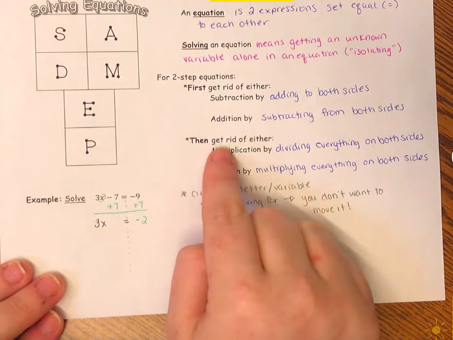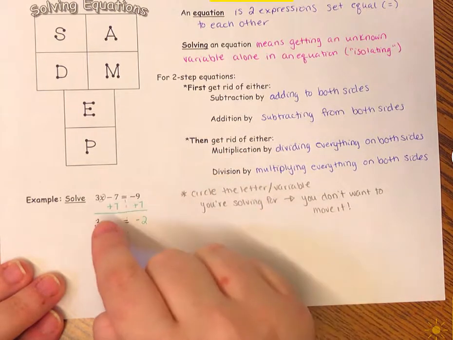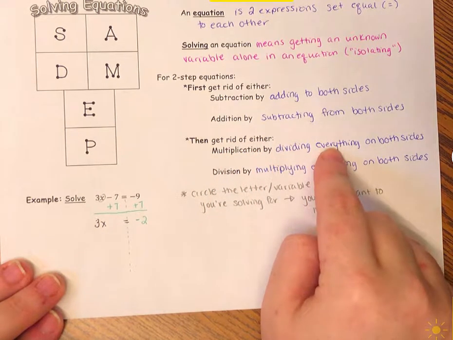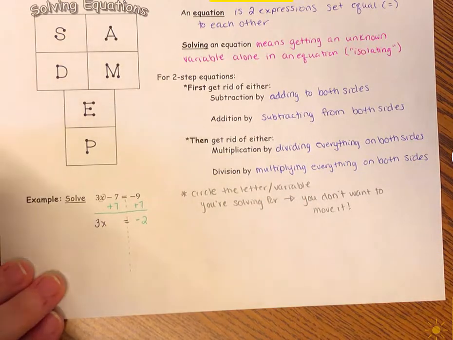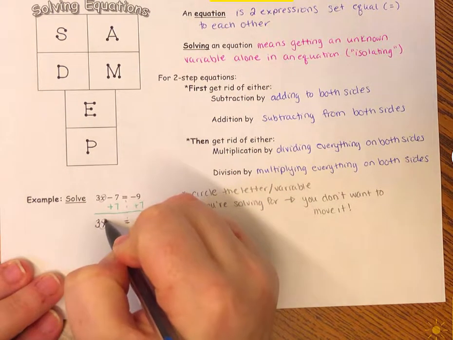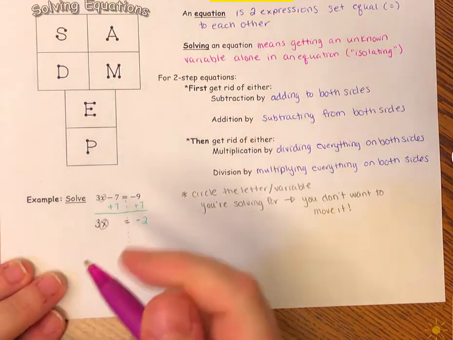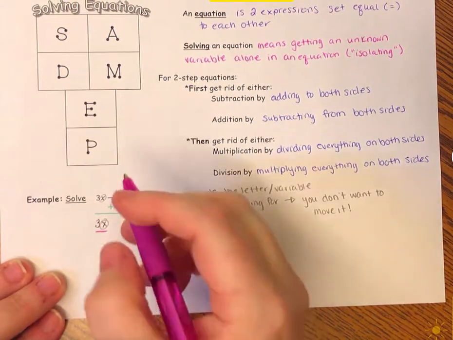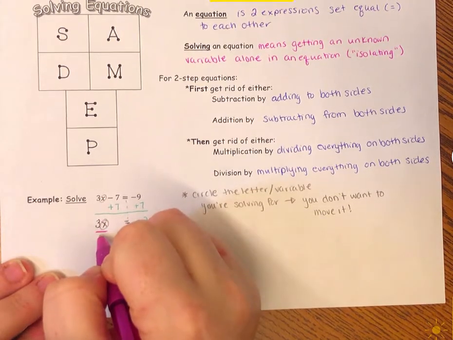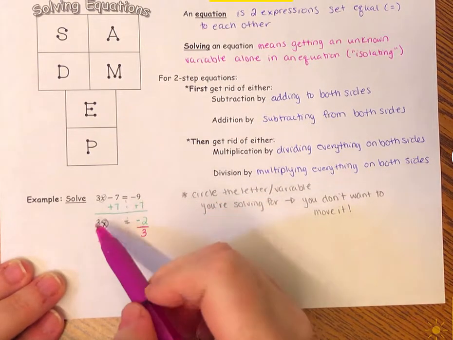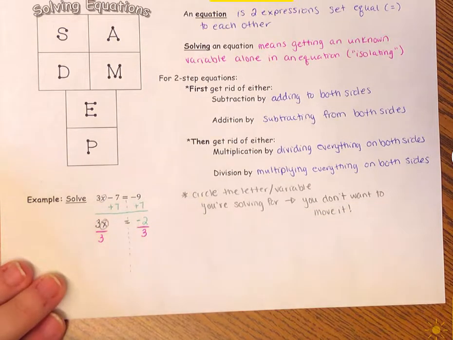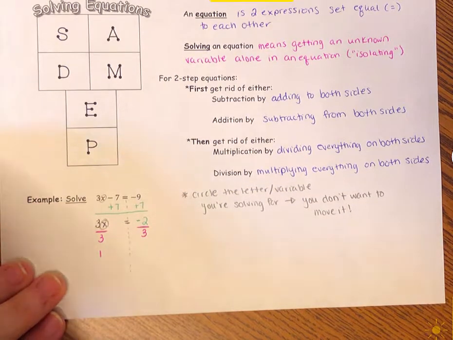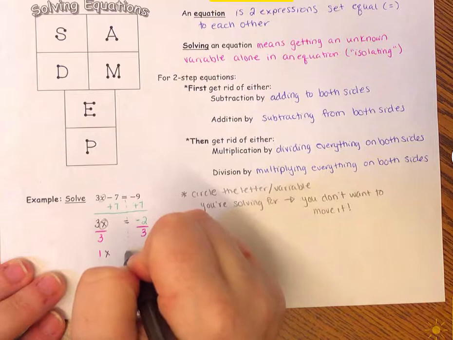So now I can go to get rid of multiplication or division. This is 3 times x, so I'm going to get rid of multiplication by dividing everything on both sides. So I'm going to circle that x again because I still need to get that alone. I'm going to divide, so the division symbol, everything, so everything on both sides, by that number of 3. Because that's what's attached to the x that I need to get alone. So 3 divided by 3 is actually 1. Still never touched that letter x, and I still have my equal sign.